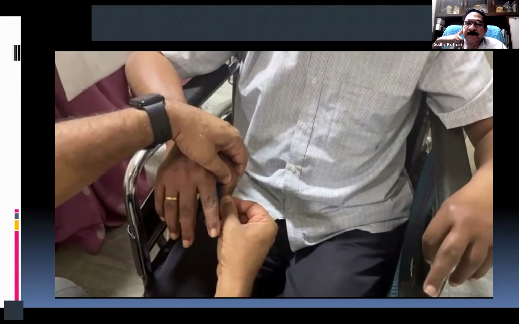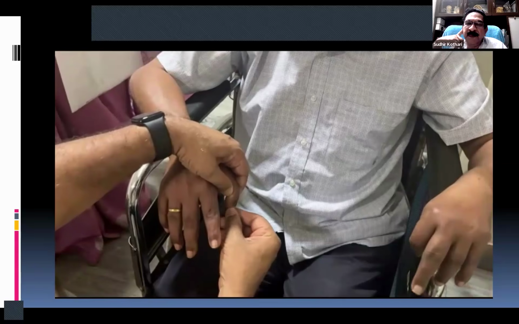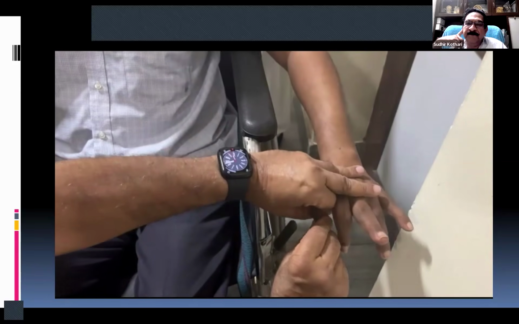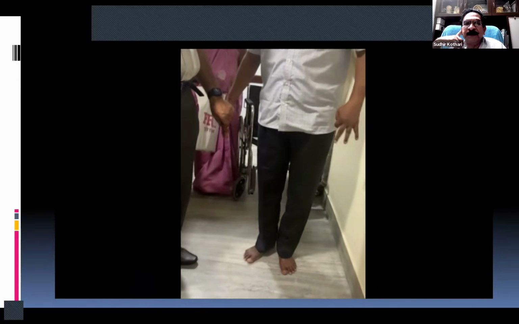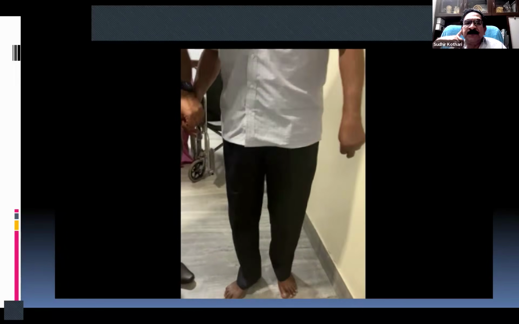Now how is it? Is it down, up? He does not know the position of the hand. See, in walking itself, you can see the abnormal dystonic posture.